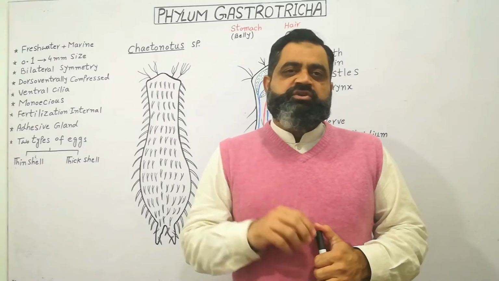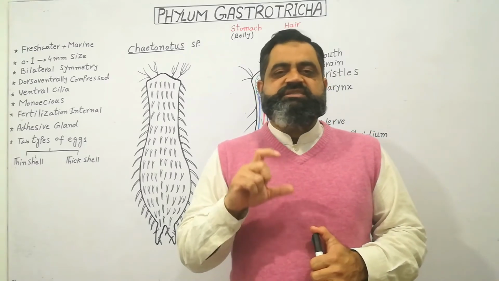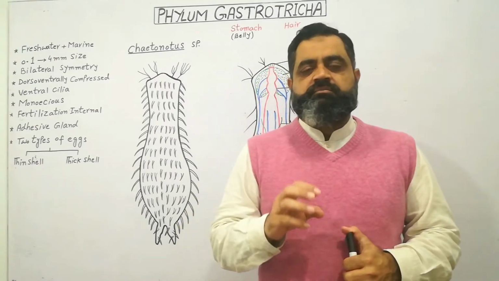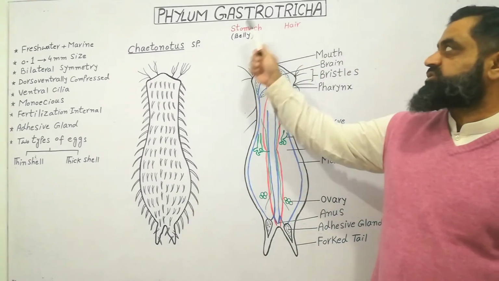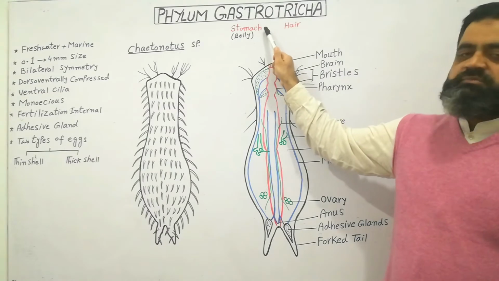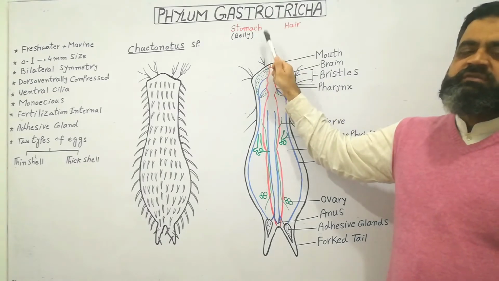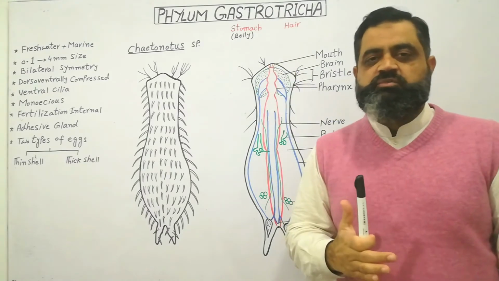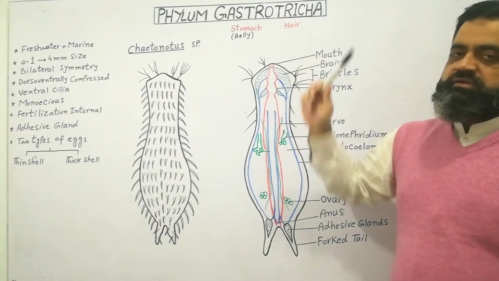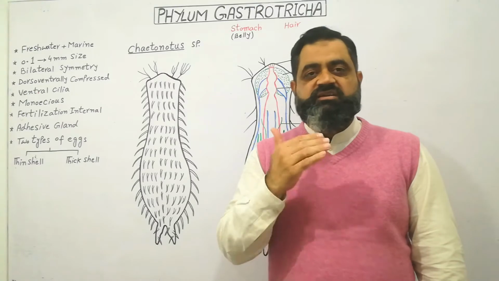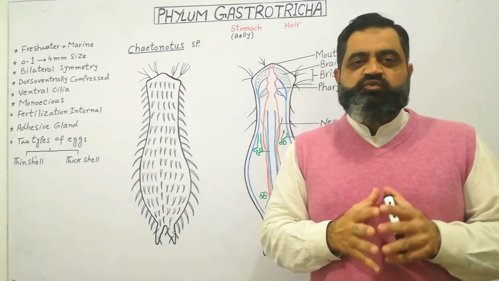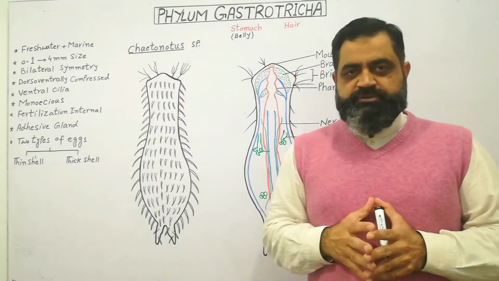The phylum Gastrotricha gets its name from hair present on the ventral surface of the body. Gastro means stomach, which usually represents the belly, the ventral side of the body, and tricha means hair or bristles, which are present on the lower, ventral surface of the body. So that is why they are known as Gastrotricha.